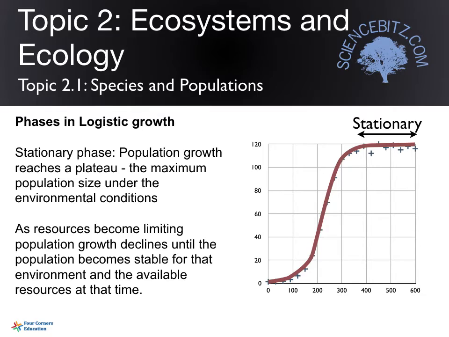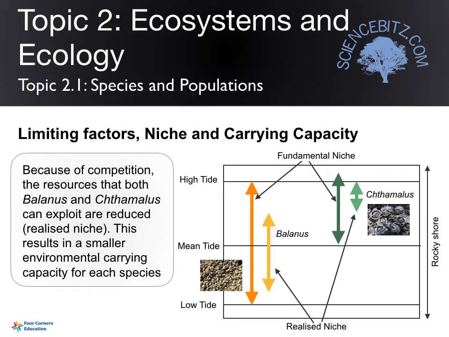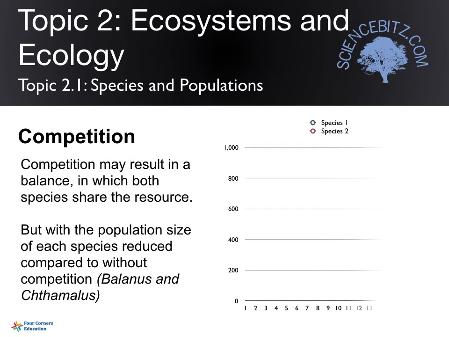So let's look at this with our example of the barnacles. Because of the competition, the resources for both were reduced. So the population of each is lower than it would be if there wasn't any competition. The carrying capacity of that environment is lowered for each species. The total amount of resources hasn't changed, it's just the carrying capacity for each species is lowered. Their ability to use the resources changes. So that would give us a graph something like this.